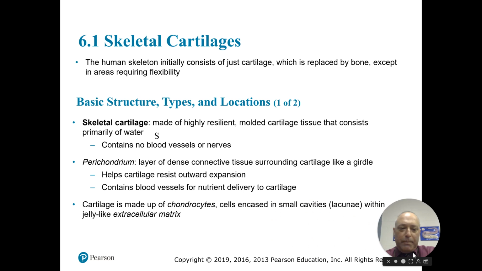Okay, so we're talking about bones and skeletal cartilages. The human skeleton initially consists of just cartilage, but then it's replaced by bone, except in certain areas. The basic structure is skeletal cartilage made of highly resistant cartilage consisting primarily of water. There are no blood vessels or nerves. There is a perichondrium, which is a dense layer of tissue around the bone, and this helps it resist outward expansion, as well as contains blood vessels for nutrient delivery to the cartilage.